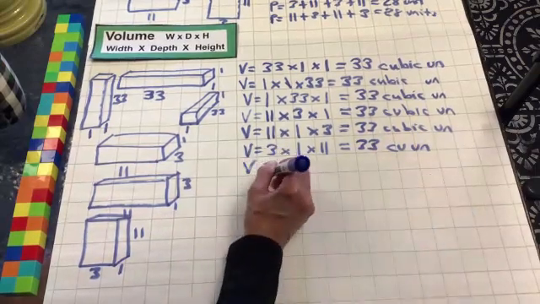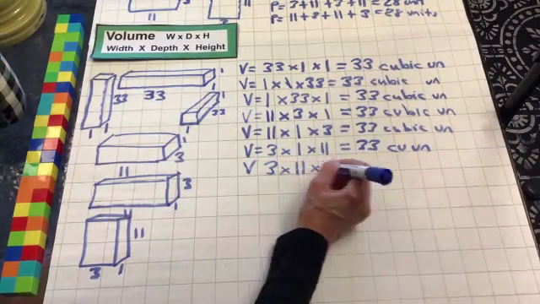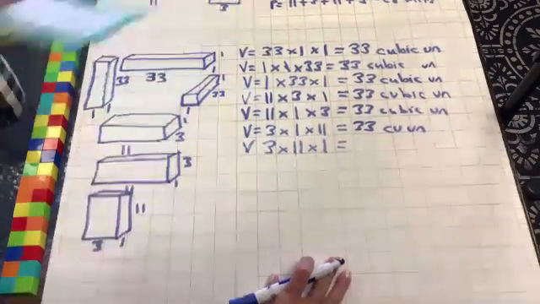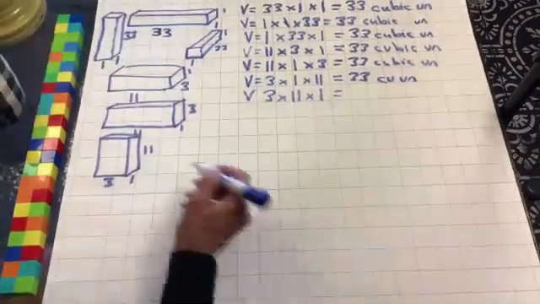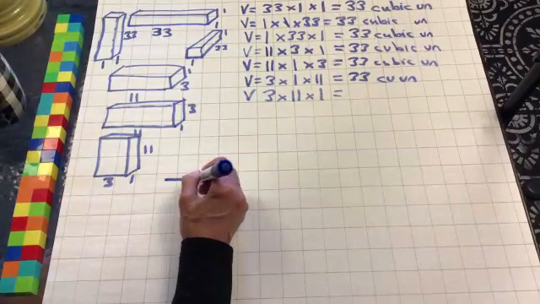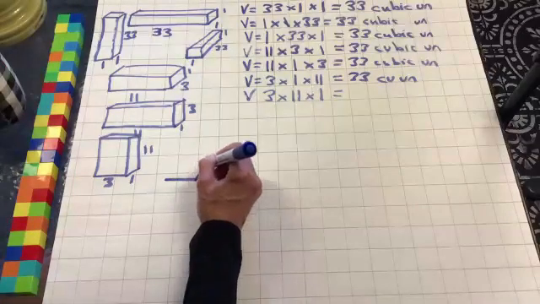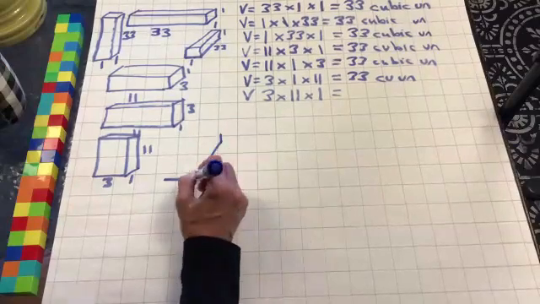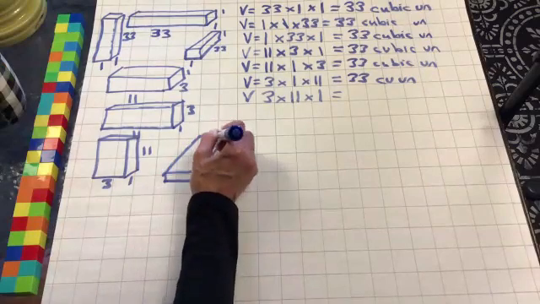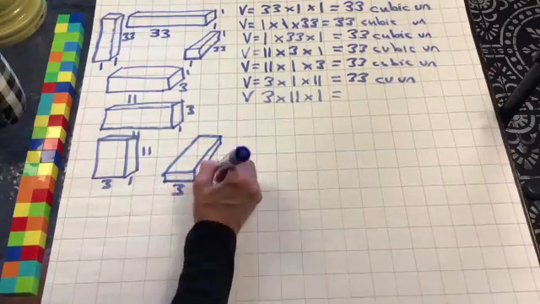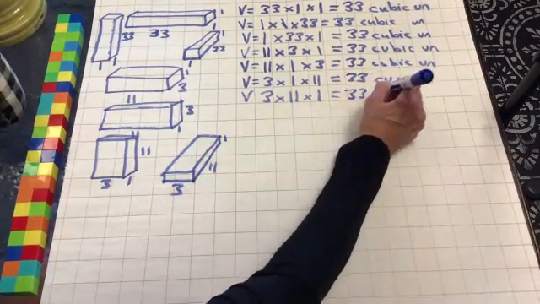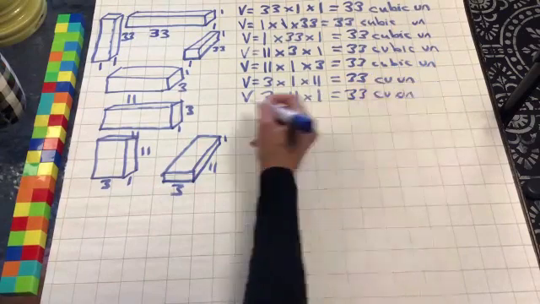And let's go for the next. 3 by 11 by 1 would look like, so let me move this up so you can see I'm getting more and more here. So we're saying it's 3 wide by 11 deep by 1 tall. So it'll look something like that. 3 by 11 by 1. And of course, that is 33 cubic units.